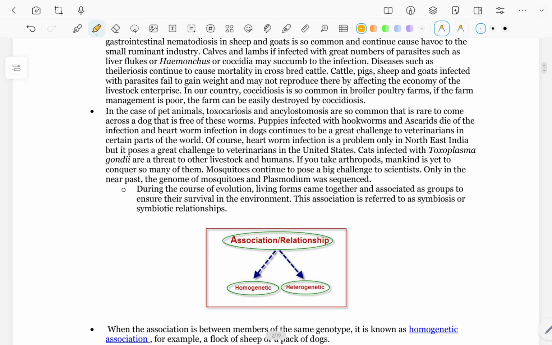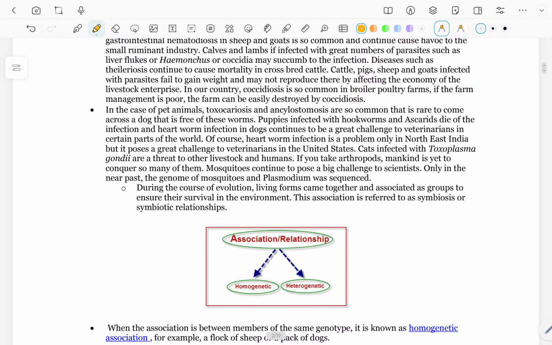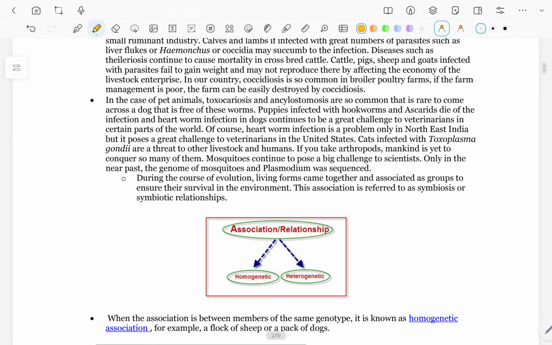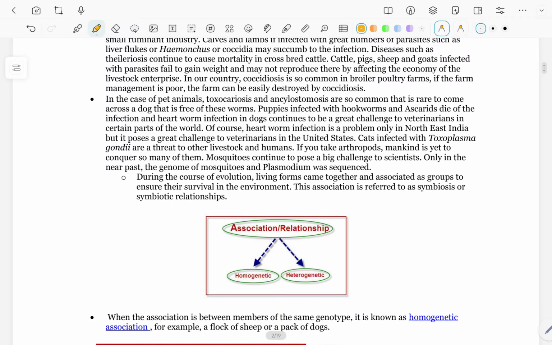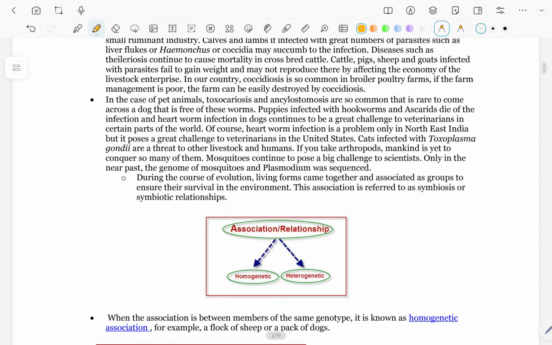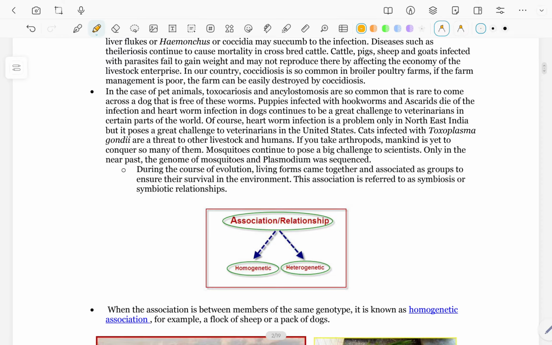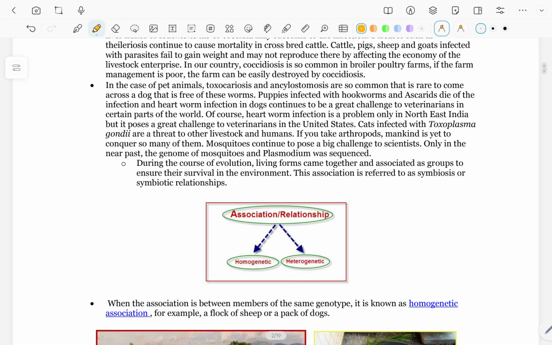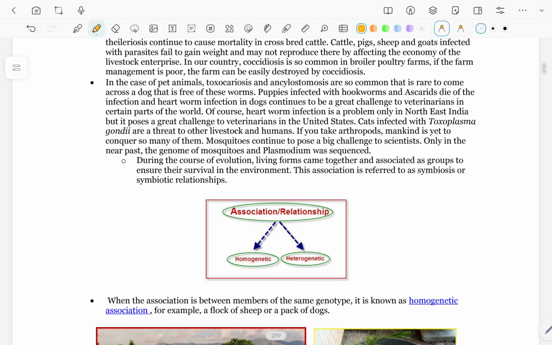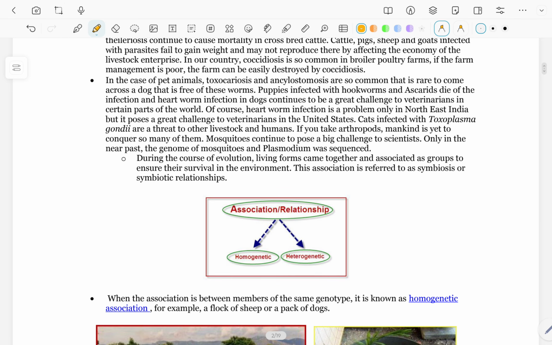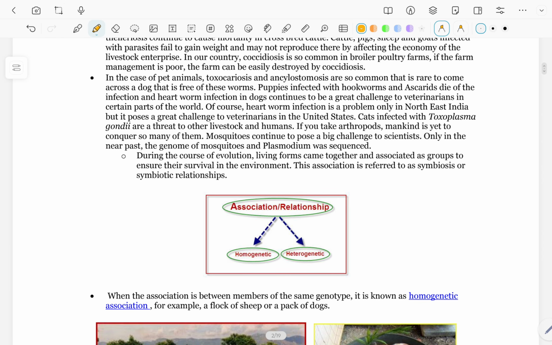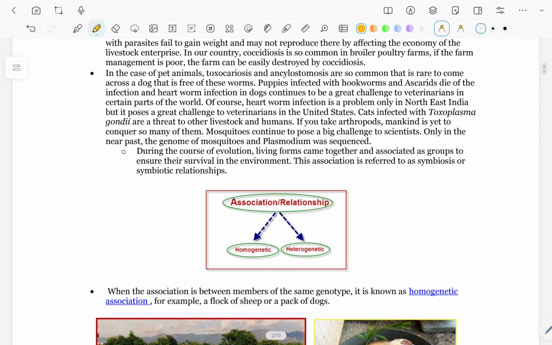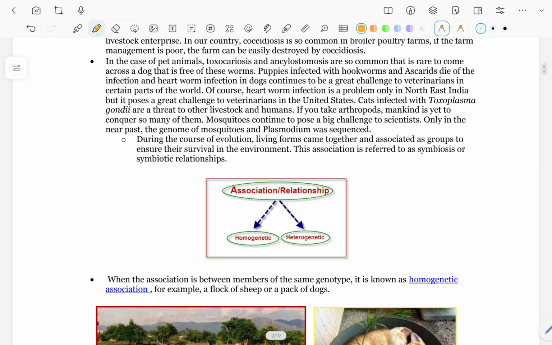toxocariosis and ancylostomosis are so common that it is rare to come across a dog that is free of this worm. Puppy infected with hookworm and ascarid die of the infection, and heartworm infection in dog continue to be a great challenge to veterinarians in certain parts of the world. Of course, heartworm infection is a problem only in northeast India, but it poses a great challenge to veterinarians in the United States. Cats infected with Toxoplasma gondii are a threat to other livestock and human.